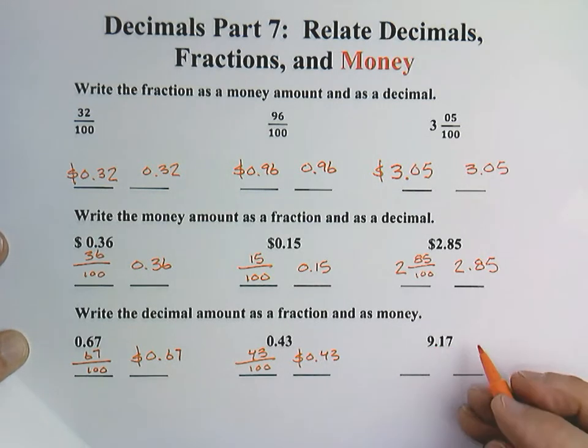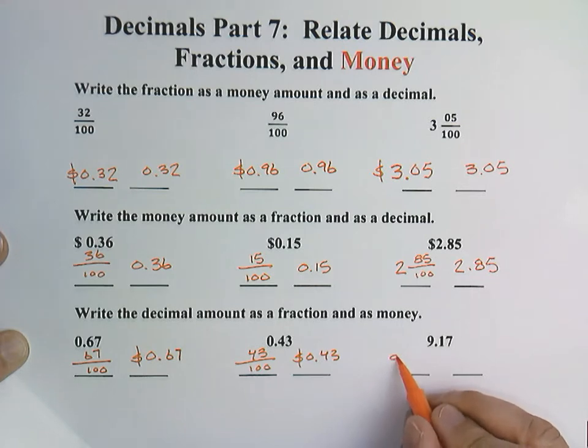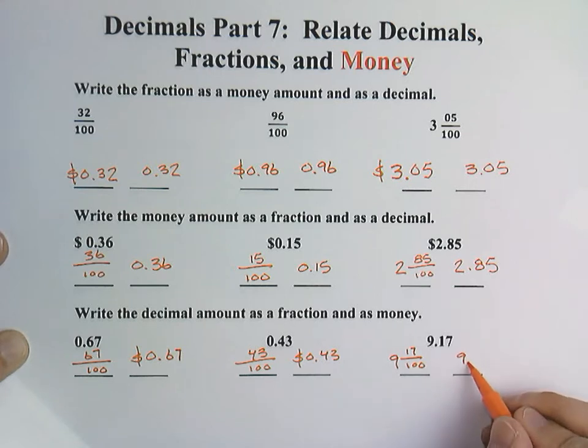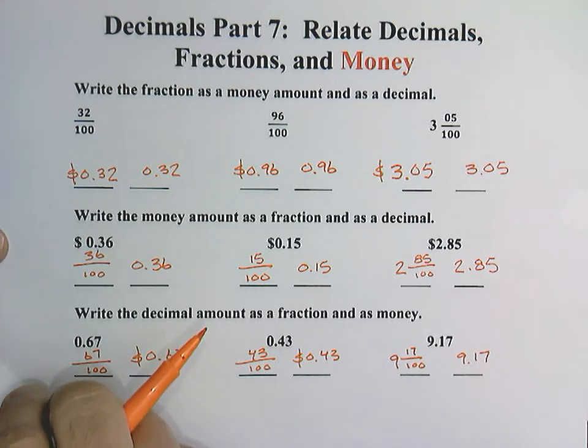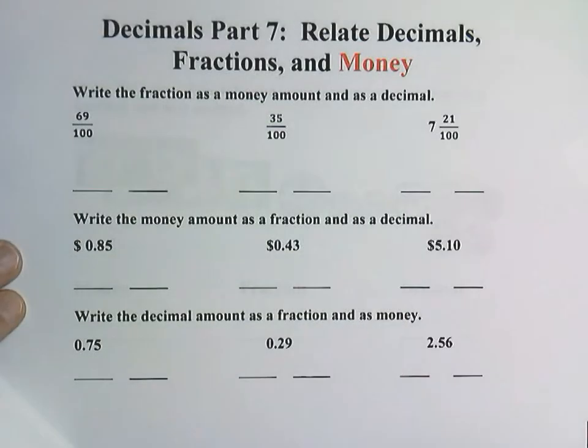9 and 17 hundredths in fraction form would be a mixed number, 9 and 17 hundredths. And in decimal form, we would read this as 9 and 17 hundredths. Pause if you like and give it a try. All right, how'd you do?